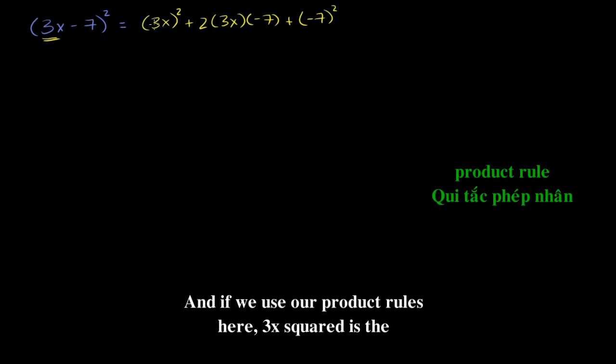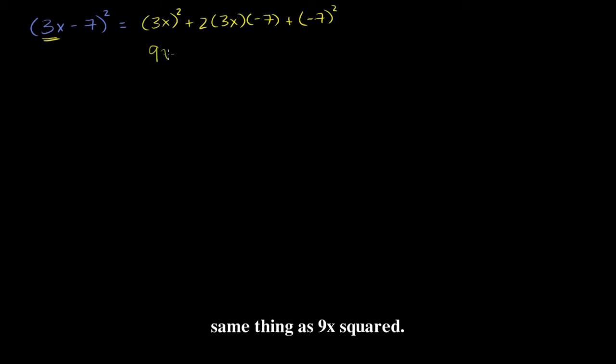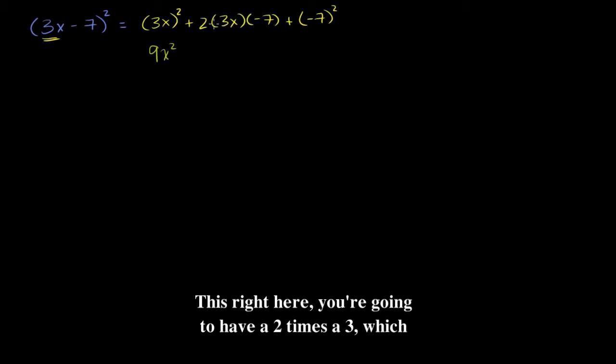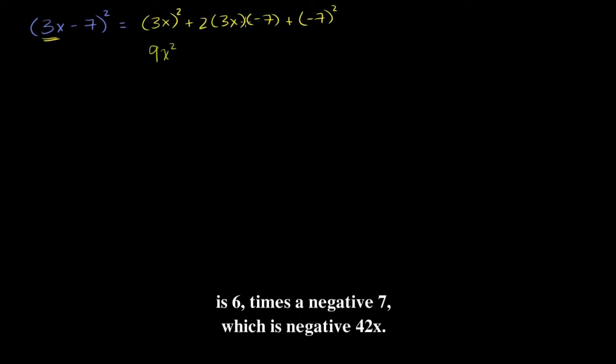And if we use our product rules here, 3x squared is the same thing as 9x squared. This right here, you're going to have a 2 times a 3, which is 6, times the negative 7, which is negative 42x.